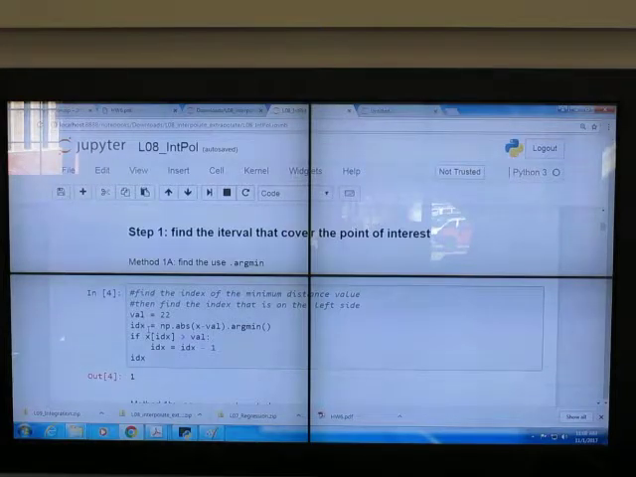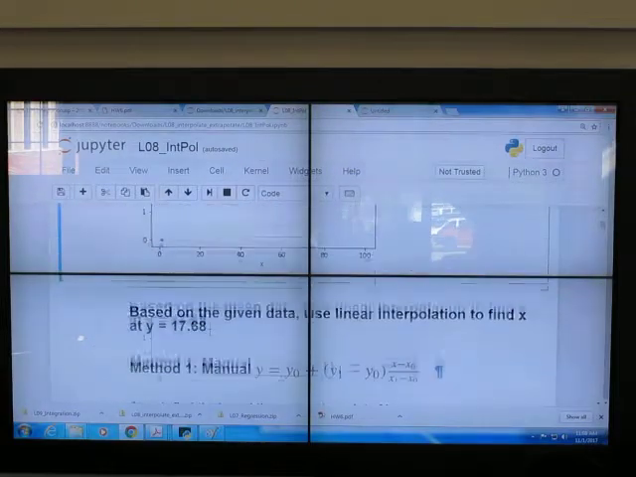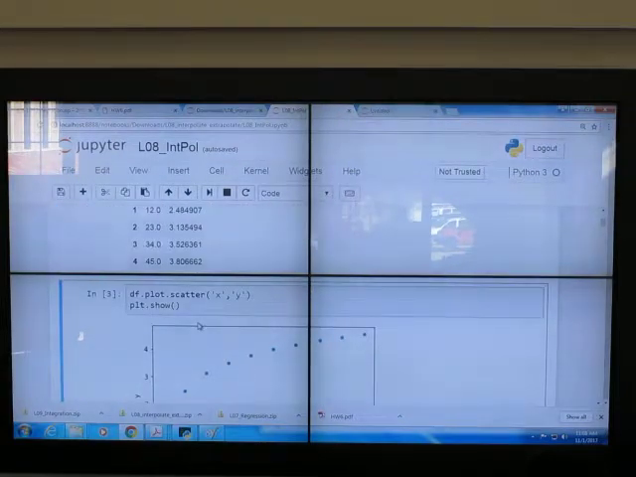idx is the index of x, which is numpy.absolute of vector x, or numpy array x, minus 22. Okay, let me run it.